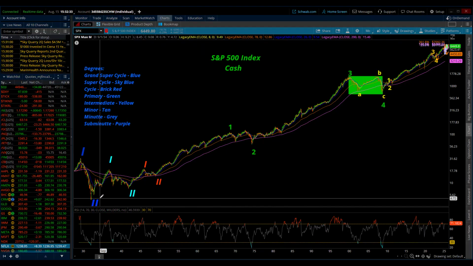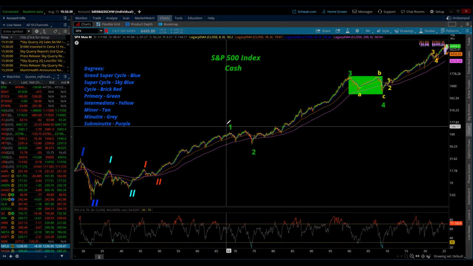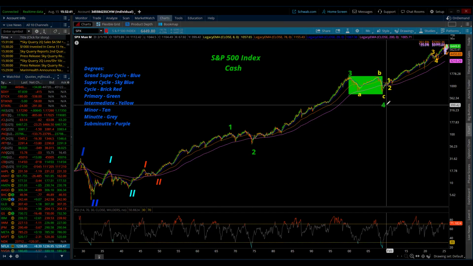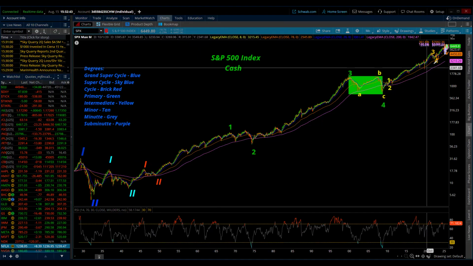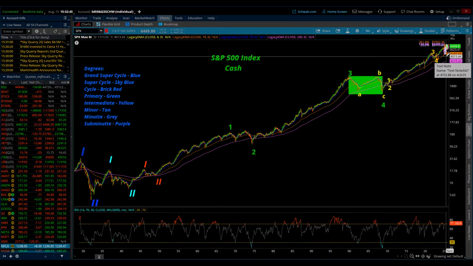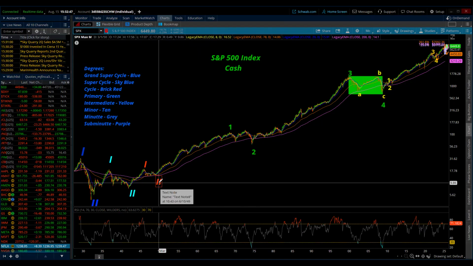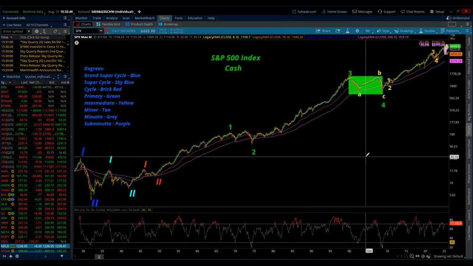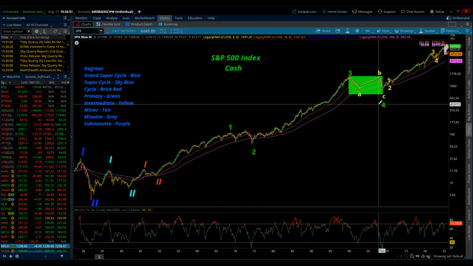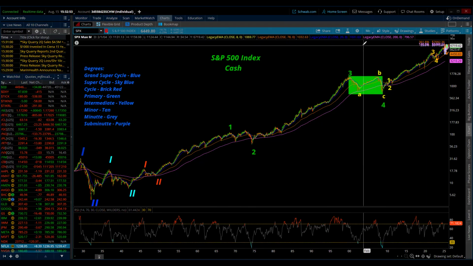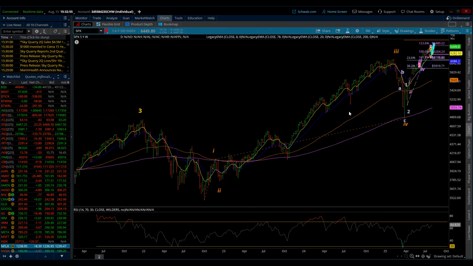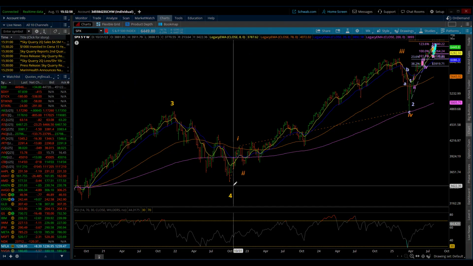Now, within cycle wave 3, we should find 5 waves of primary degree, of which we have 1, 2, 3, and 4 complete, which puts us in primary wave 5 of cycle wave 3. Now, moving up from there, what's going to be in that primary wave 5? And I can come down right to my 5-year weekly chart.